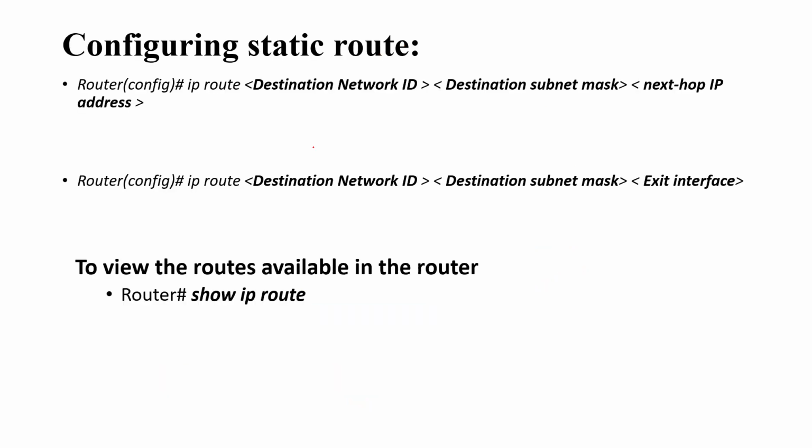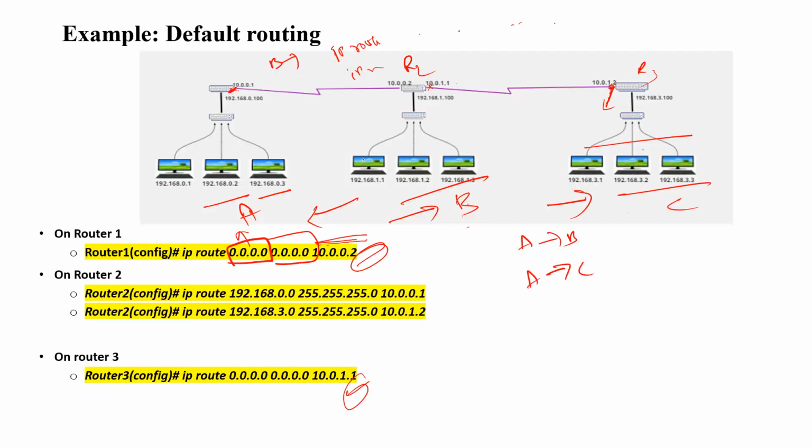Whatever the command is, it is the same thing for a static route or default route. The only difference is, while providing the IP addresses for a default route, we provide 0.0.0.0 as the network ID and the subnet mask also 0.0.0.0. But the next hop IP address we need to provide correctly. So that is about default routing and static routing.